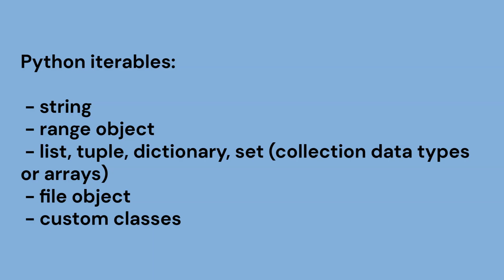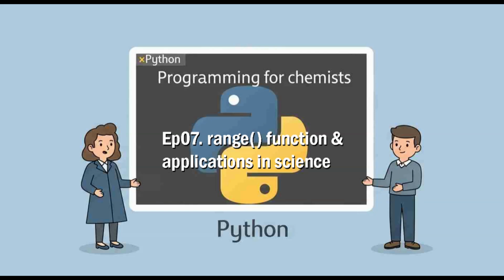Python has many iterables: string, range object, our focus today, list, tuple, dictionary, set, which are also Python collection data types or arrays, a file object, and even custom classes can be iterable if you implement the right protocol. We've seen range many times already, but now we'll look at it in the context of being an iterable. We'll save the other iterables for subsequent videos.